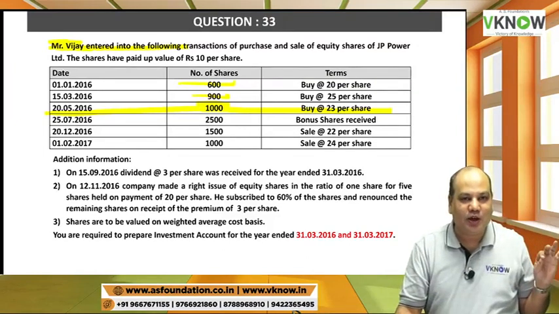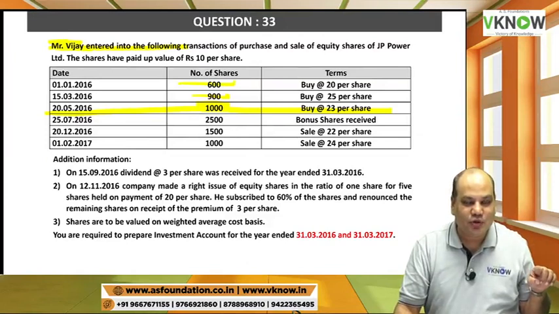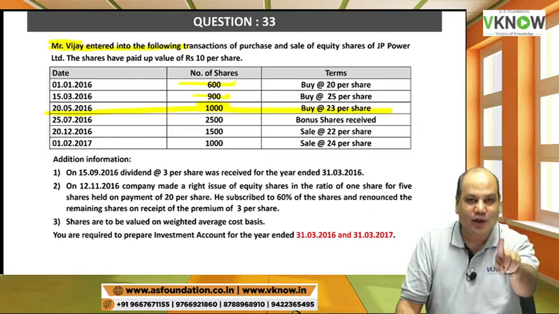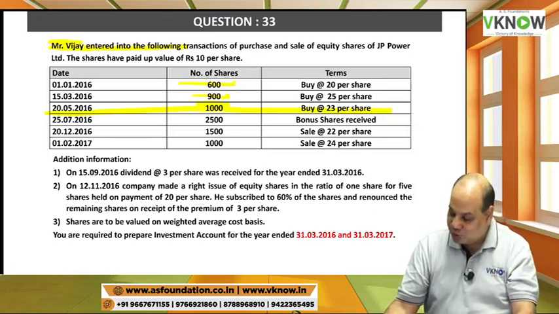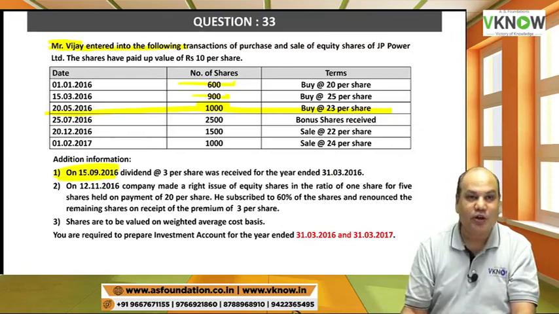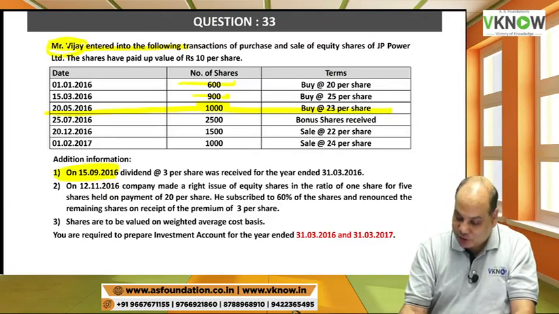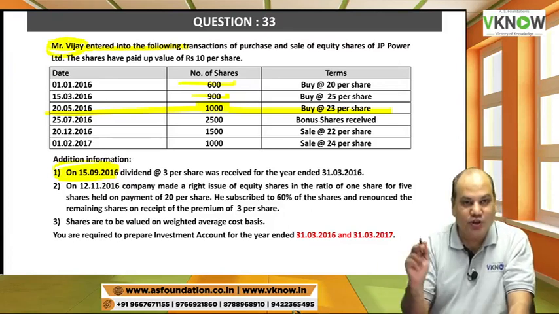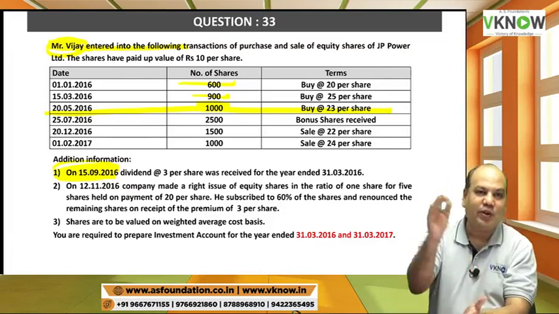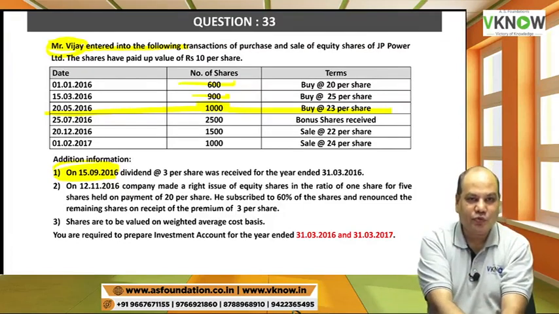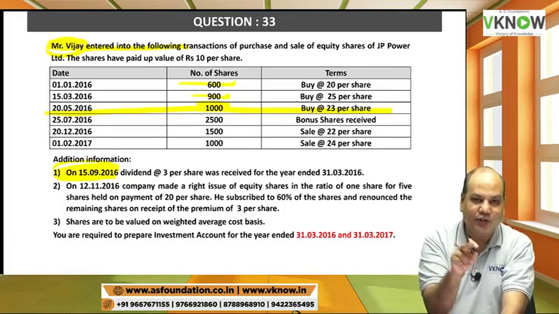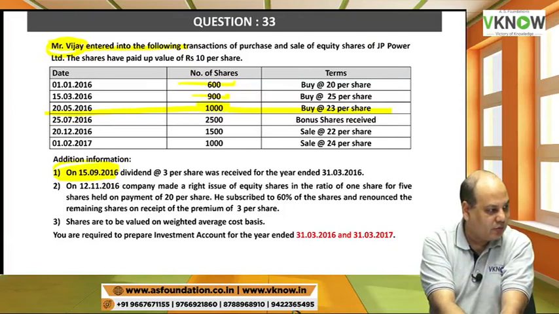Dividend is not paid to the person whose name appears in the books on 31st March. Dividend is paid to the person whose name will appear on the record date. Whose name will appear on the record date? Vijay's name will appear on the record date. So Vijay is entitled to dividend. These 1,000 shares were held by some other investor. You have purchased from him, but these 1,000 shares did exist in the books of the company. Okay.